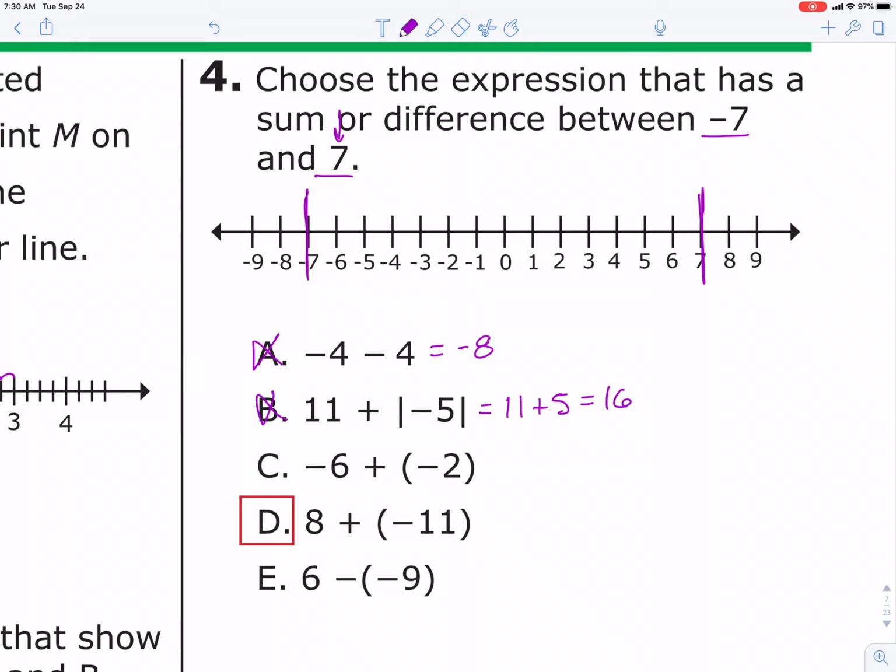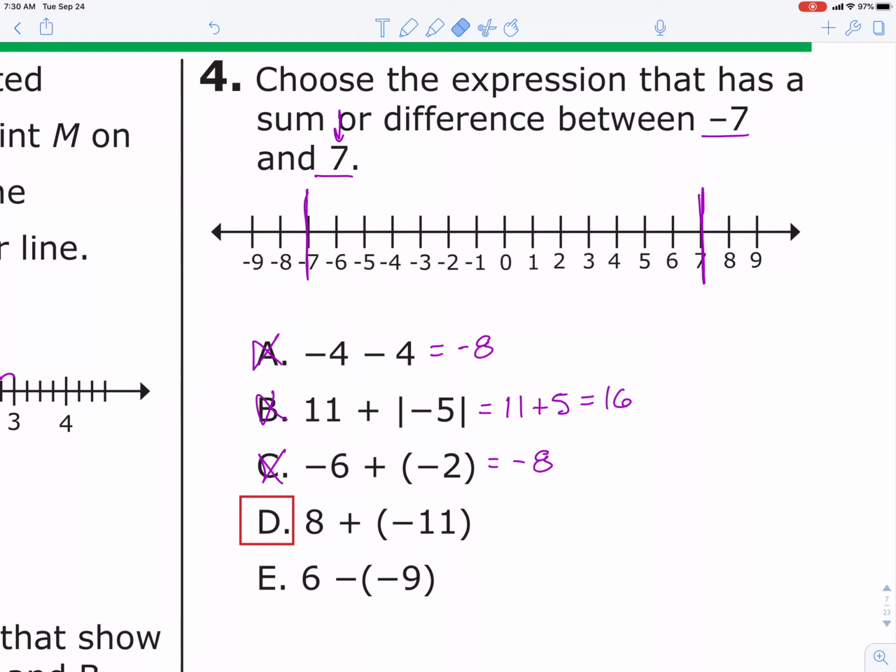C, negative 6 plus negative 2. Well, if you have a negative and you're adding more negative, that's an even bigger negative. So that's negative 8. That one, again, that's out here. That does not work. It's not between my two lines.